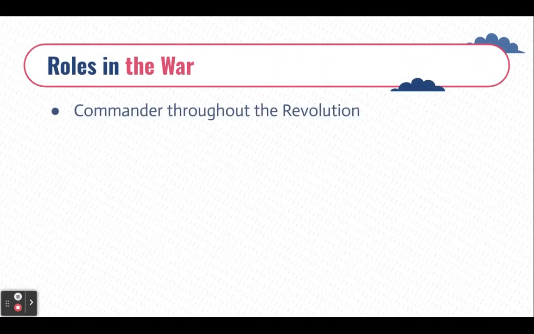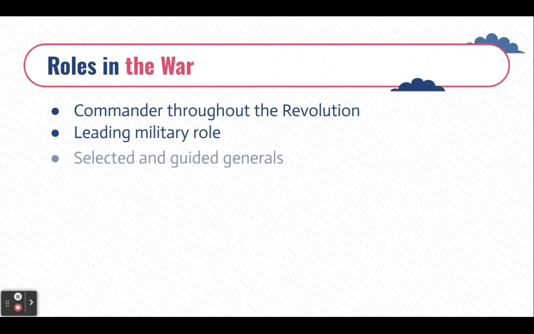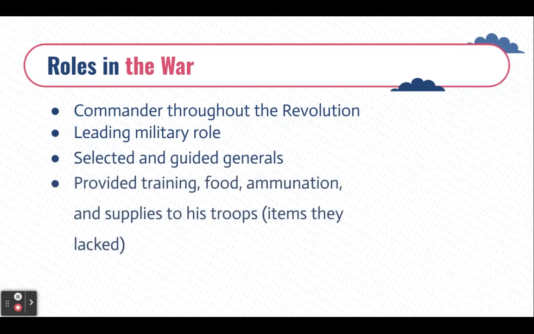George Washington also had many roles within the war. He was a commander throughout the Revolution, meaning that he had a very large leading military role. He was in charge of selecting and guiding generals, along with providing training, food, ammunition, and supplies to his troops. The troops that George Washington led severely lacked these items, and therefore his providing of them and his leadership was extremely significant in the prosperity of the troops and how well they did in the Revolution.